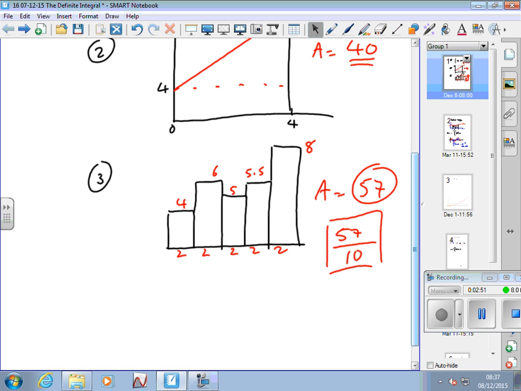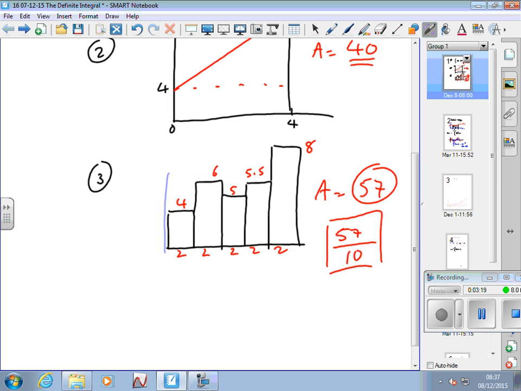If I were to draw a rectangle, 5.7, so this is 5.5 here, so it'd be slightly higher than that. So if I drew a rectangle here, 5.7, that area would be 5.7 times 10, which is 57. So that area is the same as this area. So it's the average height. That 5.7 gives us the average height.